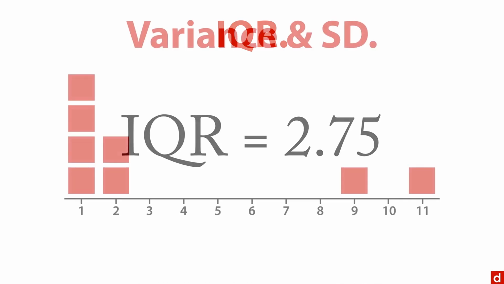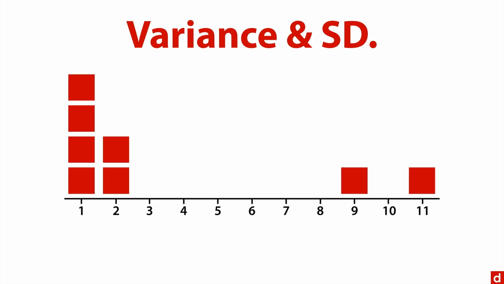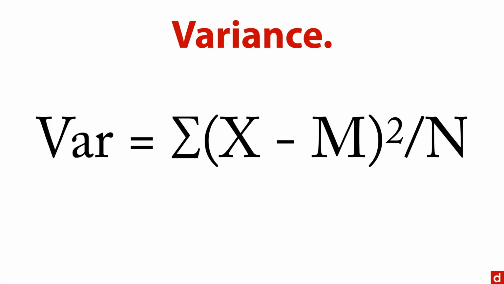Now, our final measure of spread or variability or dispersion is two related measures, the variance and the standard deviation. These are a little harder to explain and a little harder to show. But the variance, which is at least the easiest formula, is this. The variance is equal to, that's the sum, the capital sigma is the sum of x minus m. That's how far each individual score is from the mean. And then you take that deviation and you square it, you add up all the deviations, and then you divide by the number. So the variance is the average squared deviation from the mean.